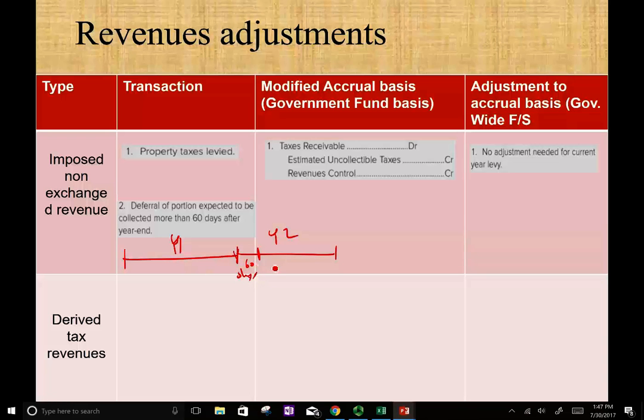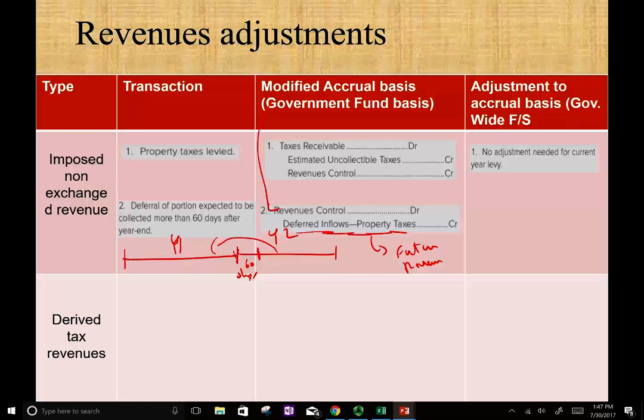What happened to revenue that we collect after 60 days that belongs to year 1, but we collected after 60 days? Well, what's going to happen under modified accrual, we reduce the revenue and we credit an account called deferred inflow of property taxes, which is future revenue. This is under the modified accrual. This is what we did. Sometimes we might have debited an AR. But now what we're assuming here is we included all the revenue here, then we're taking it out. So what we do is we have a deferred inflow of property taxes.